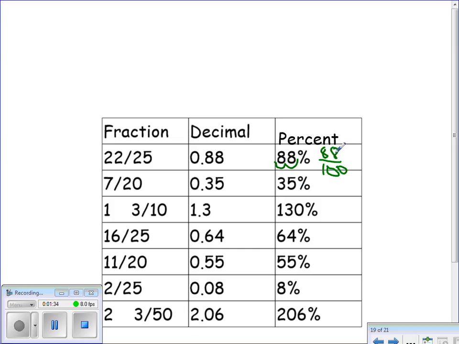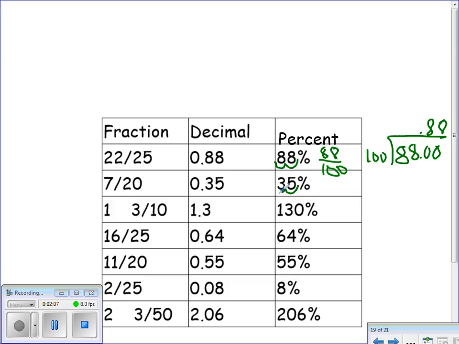On your calculator, if you do 88 divided by 100, you're going to get 88 hundredths, 0.88. I'll save you some time here, but use your calculator and it works out. And 35 divided by 100 gives me 0.35. 130 out of 100 gives me 1.3.